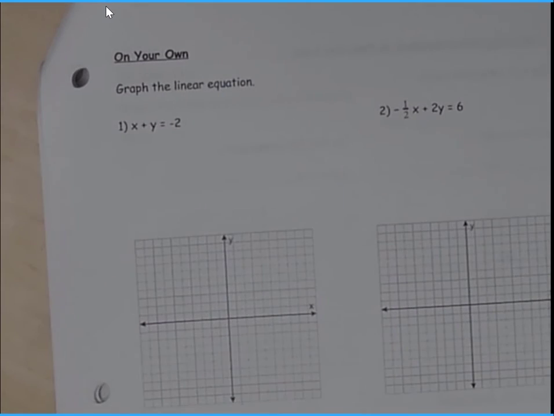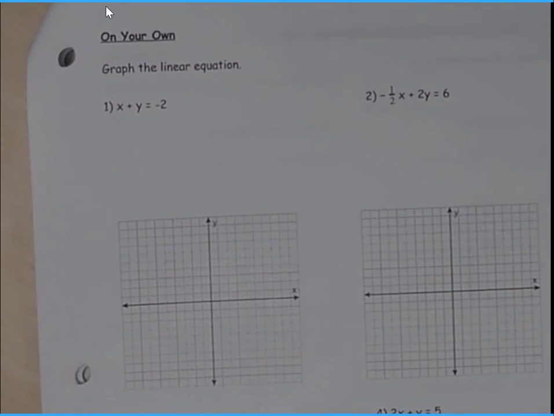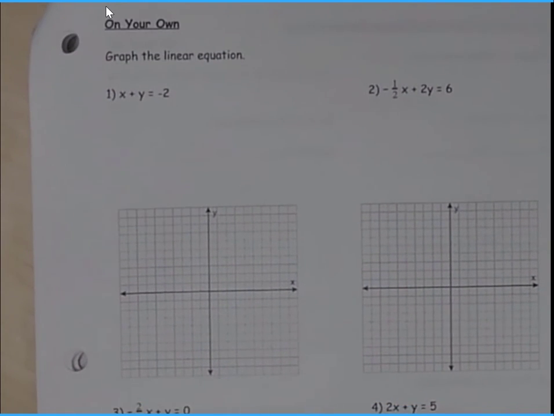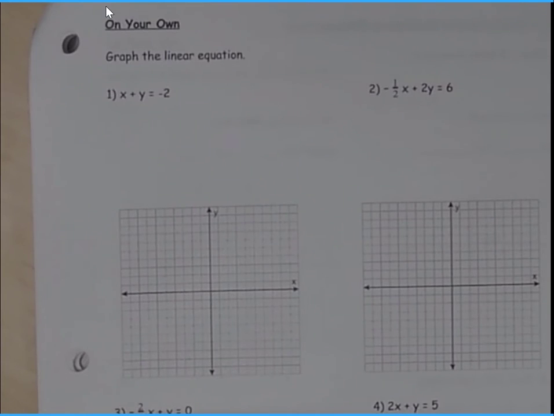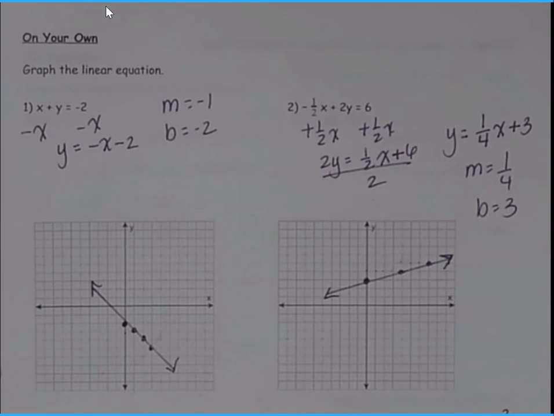All right, so here's what I'd like for you to do on your own. 1, 2, 3, and 4. Go ahead, hit pause. When you're done, hit play and check your work. All right, how'd you do?